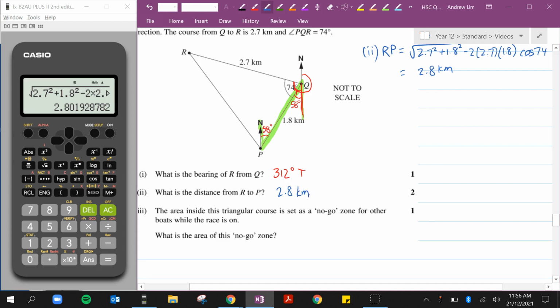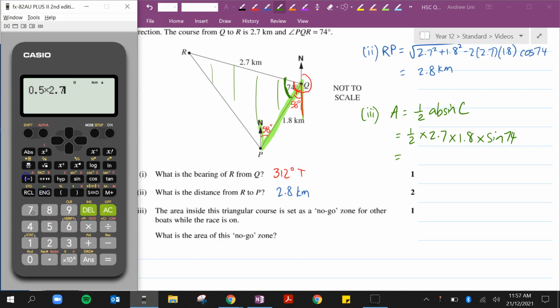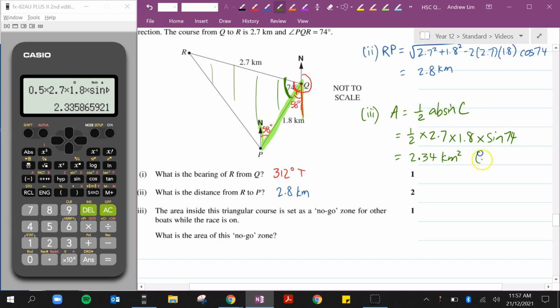Alright, the area inside this triangular course is set as a no-go zone for other boats while the race is on. What is this area of the no-go zone? So in order for us to work this out, the area of this triangle, we're just going to use the formula, which is area is equal to half ab sine capital C, where a and b are the two sides that are surrounding the angle C. So this is our angle, 74 degrees. So the two sides are 2.7 and 1.8. So we've got half times 2.7 times 1.8 times sine of 74, which is 2.34 square kilometers to 2 decimal places.